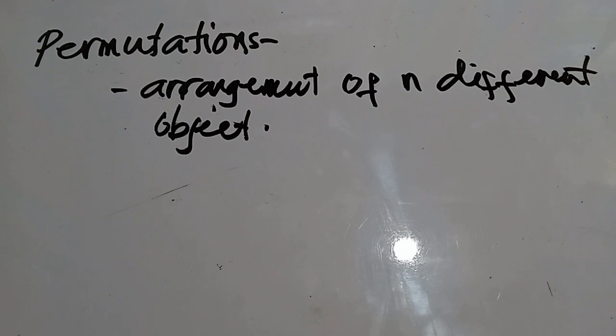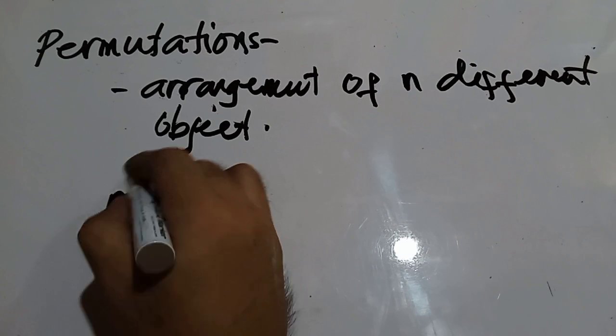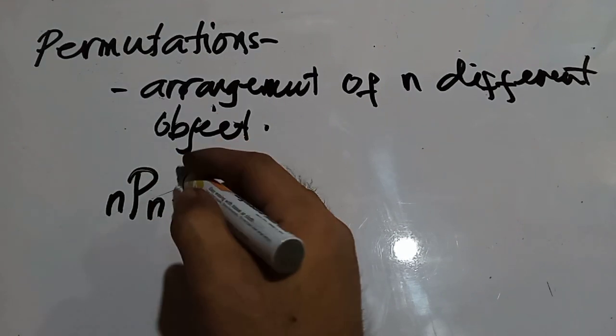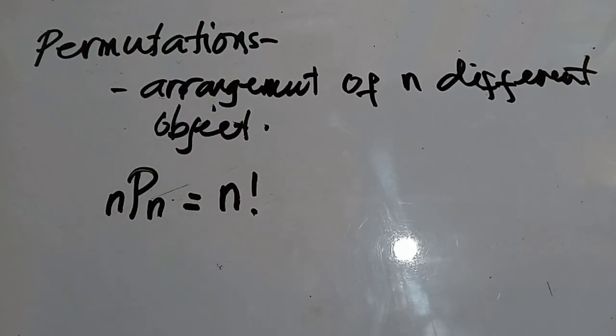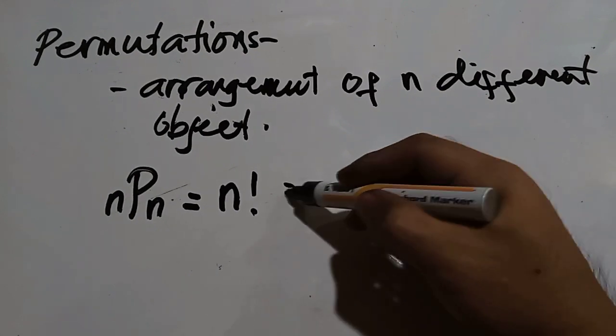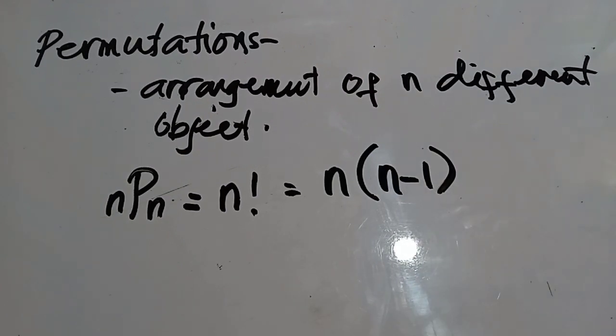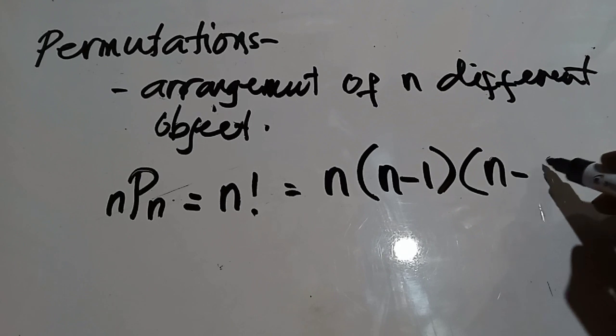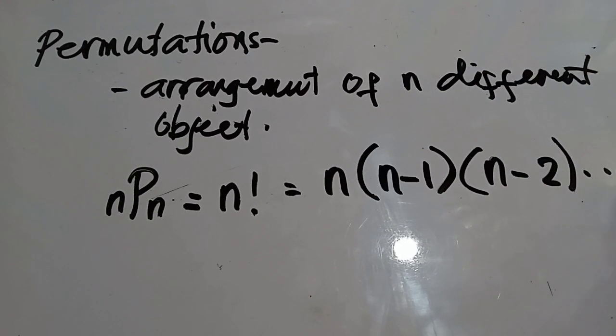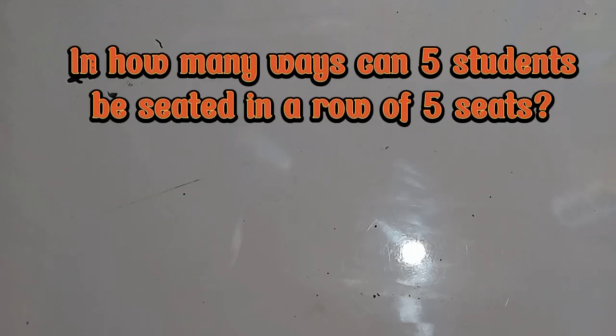So let's say the number of permutation of n distinct object is nPn equal n factorial, or equal to n times n minus 1, and then we have n minus 2 and so forth. Okay, nakuha. For example, in how many ways can 5 students be seated in a row of 5 seats?